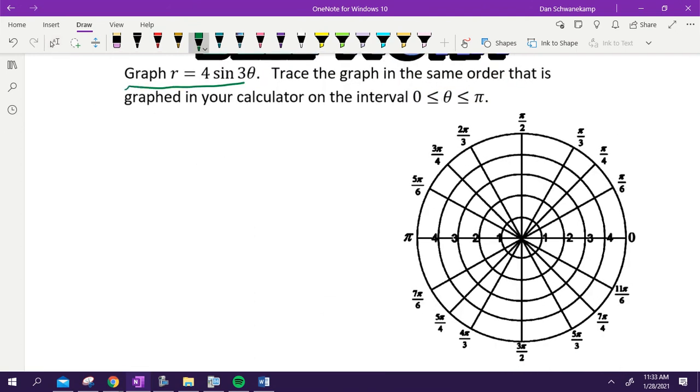We are graphing r equals 4 sine 3 theta. And then we're trying to trace the graph in the same order that it was given. Let's do it. If I'm trying to graph that thing right there, what shape am I going to have? It's a rose. How many petals does it have? Rose with 3 petals. We can tell that because of the 3 right there in front of my theta. It's an odd number. We keep it the same. Show me with your hands.